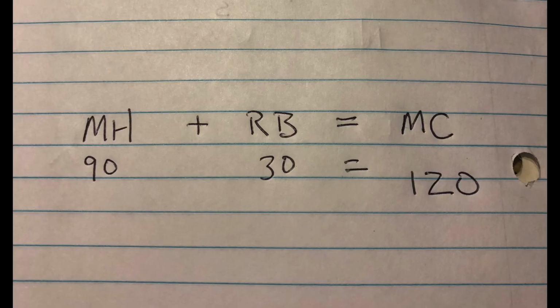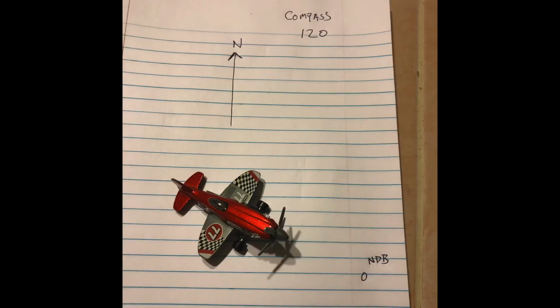So if we use our formula, a 090 magnetic heading plus a 030 relative bearing will give me a magnetic bearing to the station of 120. So if I then turn the airplane to a heading of 120, I will get the following indication. The ADF needle will be pointing at the N because the station is straight ahead of us, and our compass will read 120 because that is the magnetic heading we are flying to fly that magnetic bearing to the station of 120 degrees.